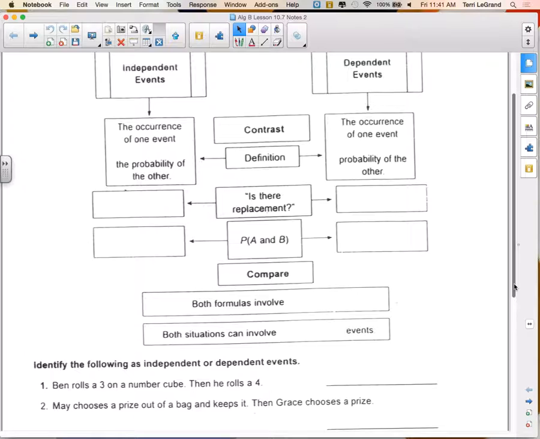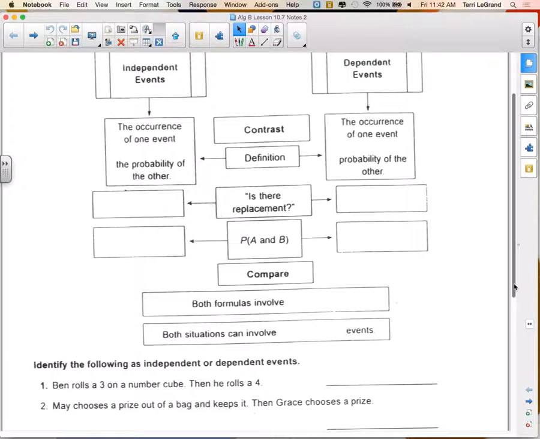So for independent events, they've already done the definition for us. Now we have to fill in some words here. In an independent event, the definition is the occurrence of one event blank the probability of the other. I'm going to give you a word bank to choose from: affects the probability of the other one, or does not affect the probability of the other one? In an independent event, it does not affect. So we're going to sneak those words into that white space. Does not affect. Go ahead and start writing that.